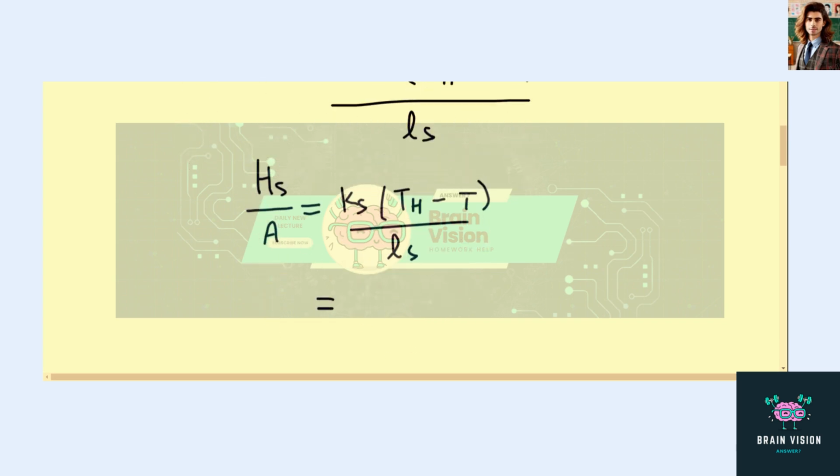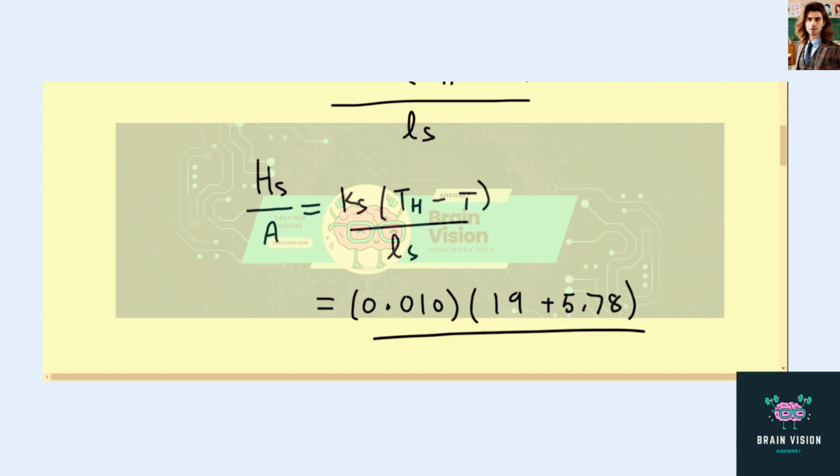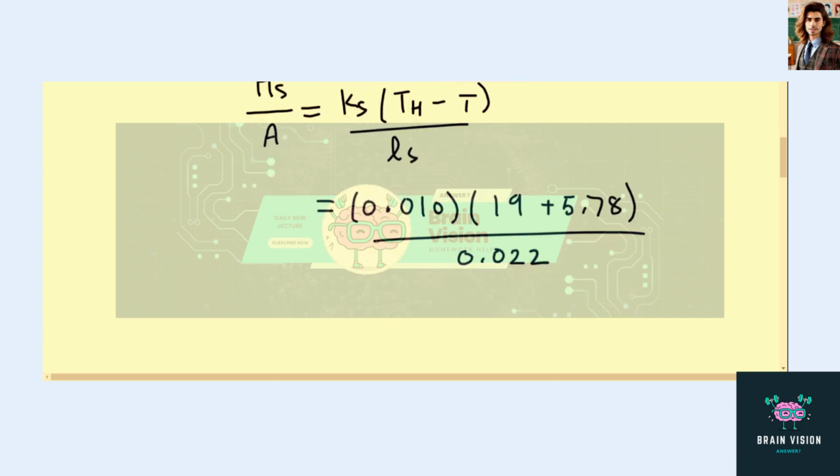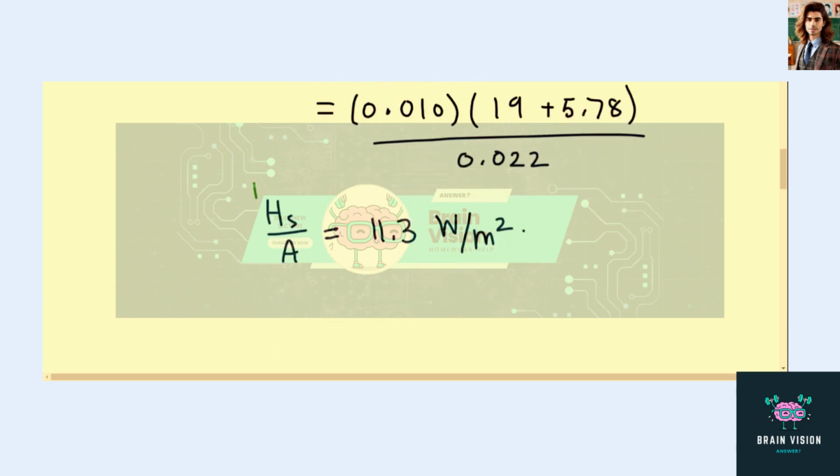If we had to leave that on the right-hand side, we'd be in a little bit of trouble. So we just fill everything in. KS is 0.010. T hot is 19 minus minus 5.78, so that's a plus, and then all over 0.022. That gives us a heat flow rate per unit area of 11.3 watts per meter squared. And that's your final answer for part B.